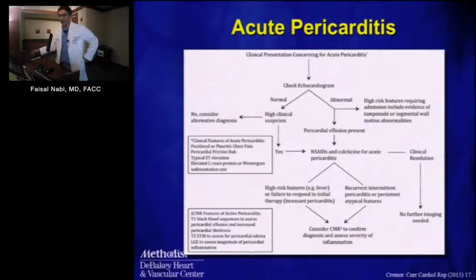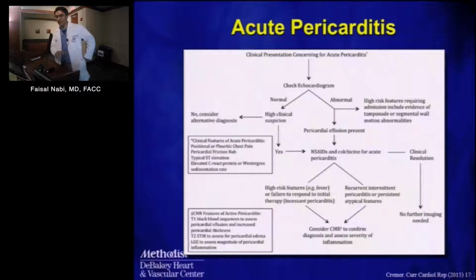And high-risk features meaning, does this patient have persistent high fevers? Are you seeing evidence of wall motion abnormalities on the echo, which may also suggest a myocardial process? Is there evidence of tamponade, et cetera? Or when the patient is failing to respond to the medical therapy that you have prescribed. So these would be situations where you may consider advanced imaging.